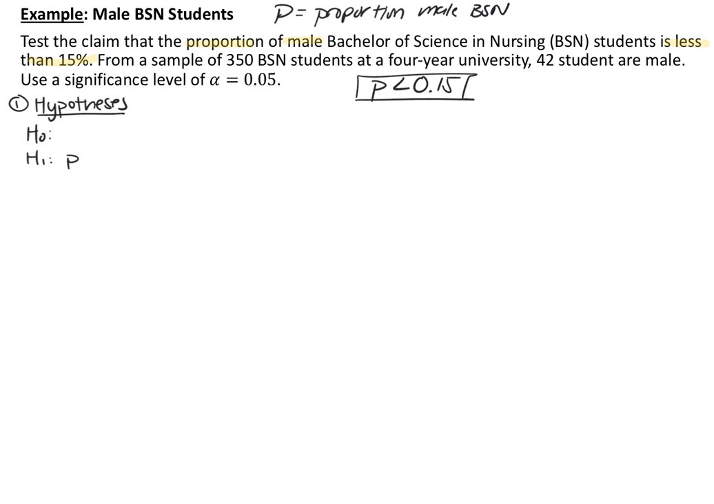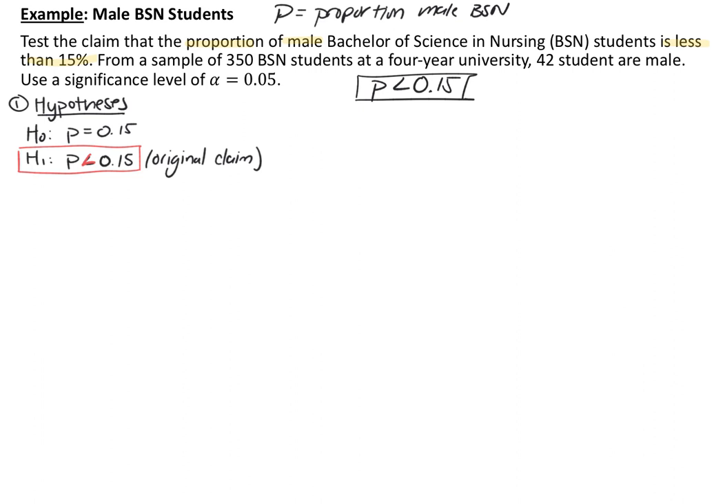Notice that this original claim does not contain the equal sign, so that immediately becomes our alternative hypothesis. I will write it down here, P less than 0.15, and keep track of the original claim. Notice that the original claim is in the alternative hypothesis. The null hypothesis always contains the equal sign, so I would write P equals 0.15 for the null hypothesis. Notice that the alternative hypothesis contains the less than sign. This means that we have a left tail test.